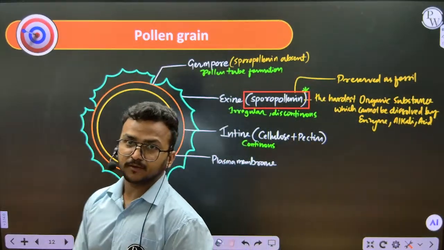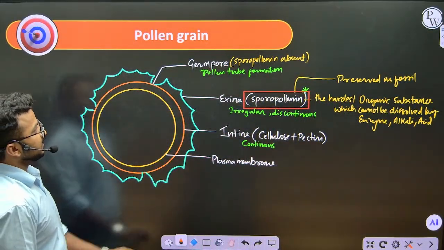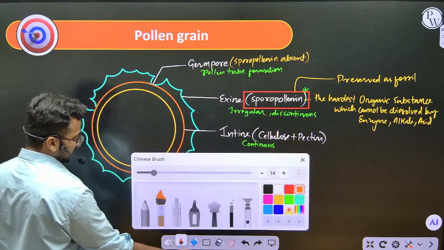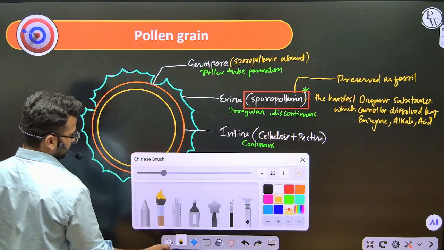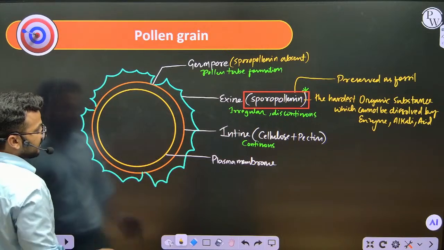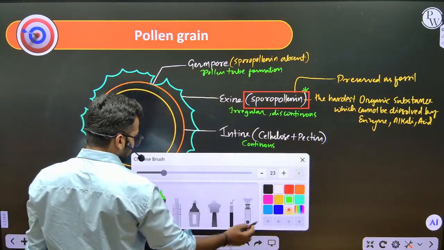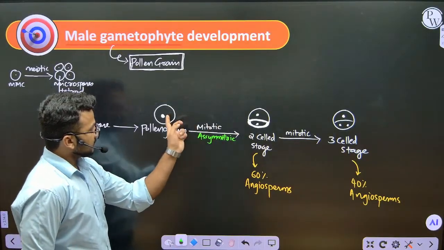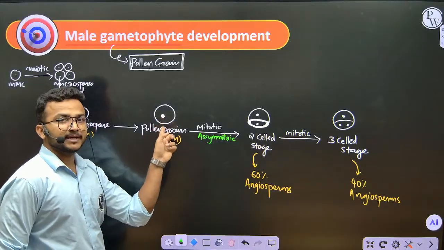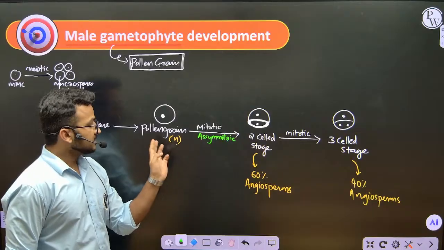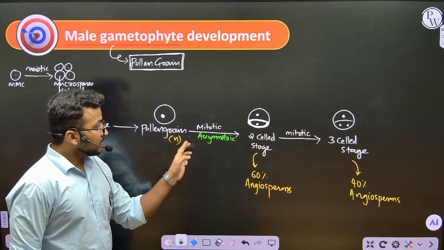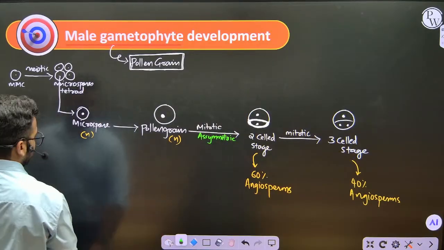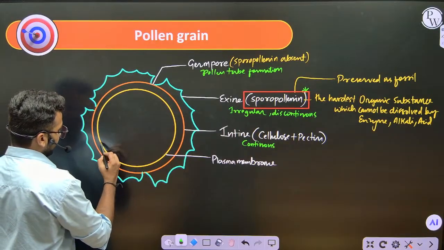The germ pore is where sporopollenin will be absent, and the pollen tube will form there. Because of pollen tube formation it has that kind of structure. And if you see inside the pollen grain, as we have discussed in the last slide, initially only one cell will be there, one nucleus, and one cell stage, that is the pollen grain. So when the mitotic division takes place, an asymmetric division takes place, it makes two cell stages.